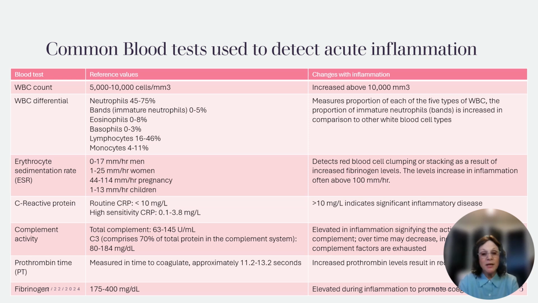A couple of other tests, prothrombin time, this is measured in time, and it involves time to coagulate or time to clot, right? So we see increased prothrombin levels resulting in issues with inflammation, but also in some other diseases that we'll talk about later. And then fibrinogen gets elevated during that inflammation process, again, because it is bringing in clotting factors to try to seal off the wound.